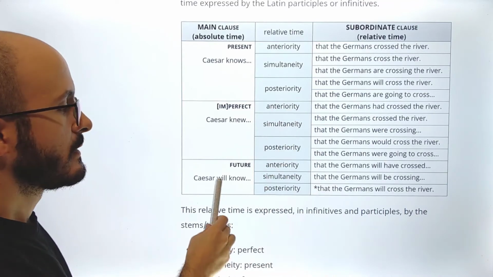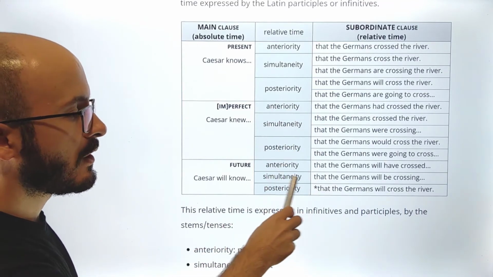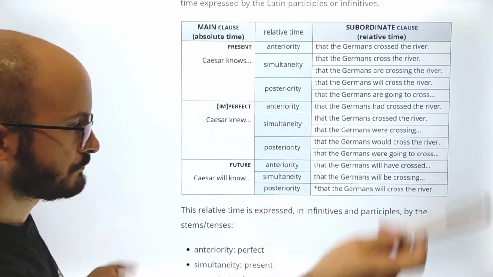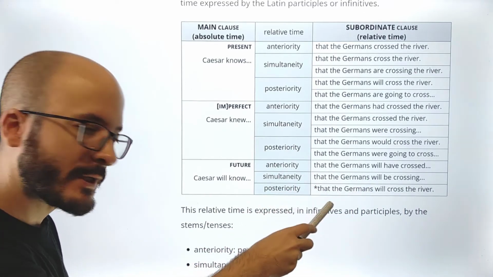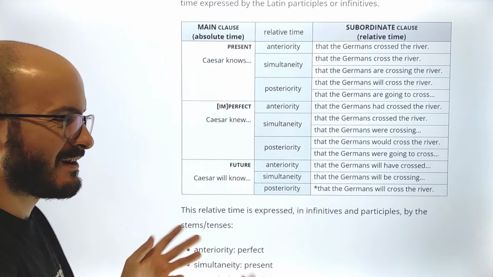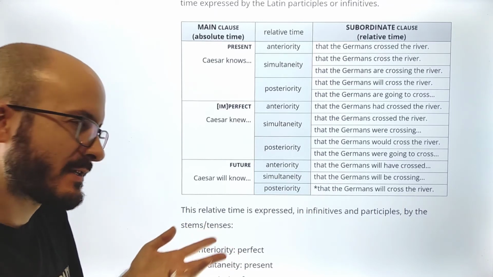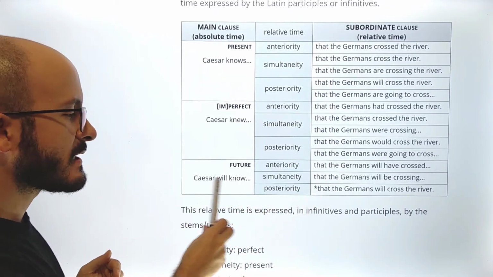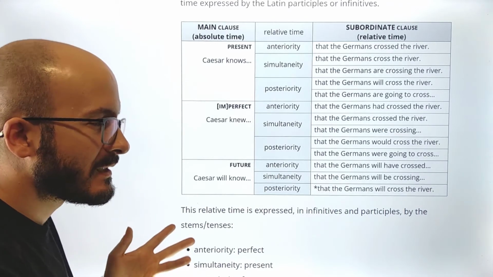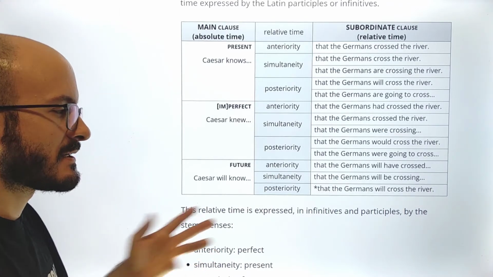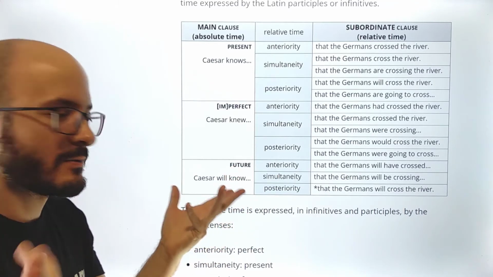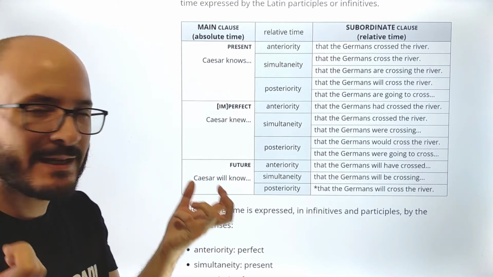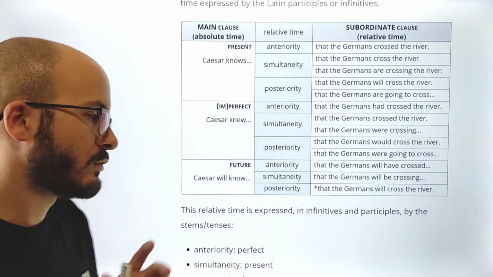Then, simultaneity. Caesar will know that the Germans will be crossing. And then you see here I have written an asterisk because this doesn't make much sense, okay? But Caesar will know that the Germans will cross the river. Maybe it's hard to express the posteriority with the future, okay? So there's not really any stable way to do that.